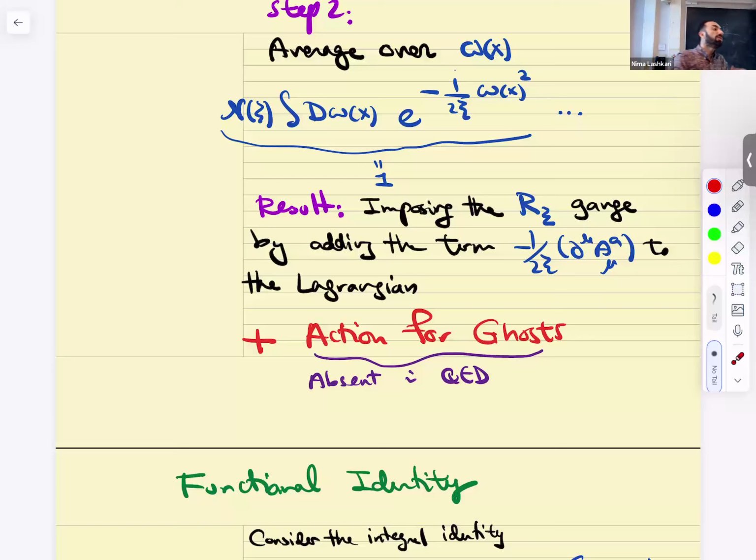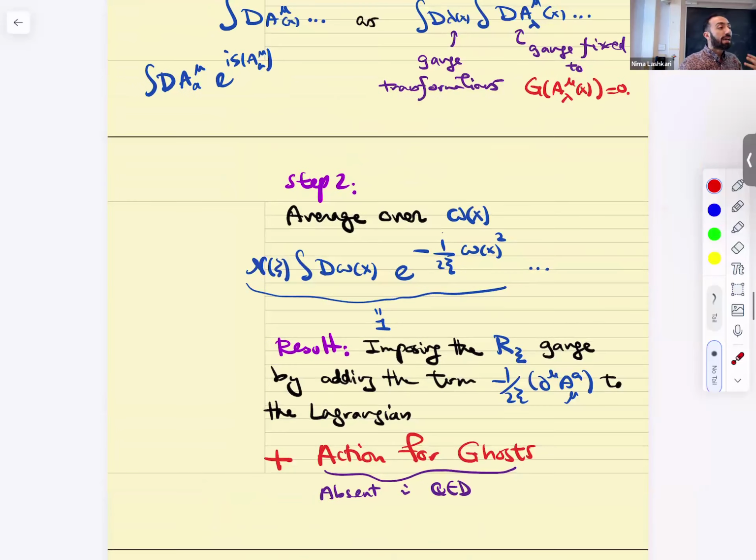And it's absent in QED because we're going to see that this determinant is a constant in QED. It's field independent. It just comes out of the path integral and becomes part of the normalization. No problem. There's no functional dependence. So that's what we're going to observe in Faddeev-Popov. Are there any questions about what we're going to see?